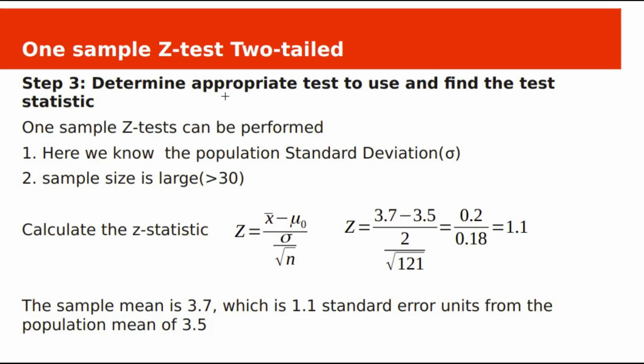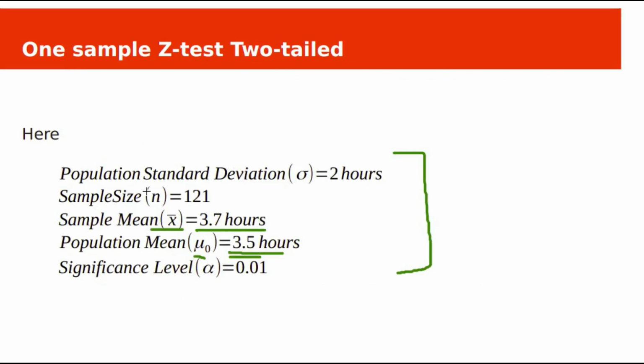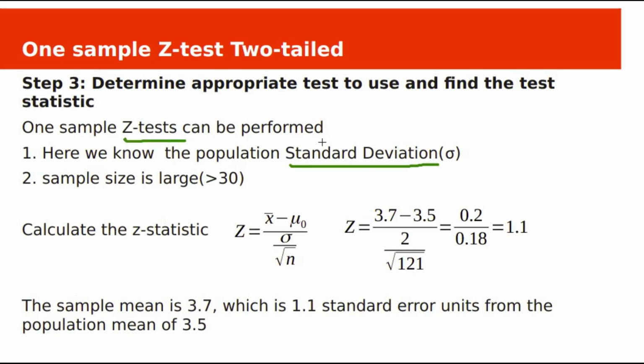Third step, determine the appropriate test to use. Here we can use a Z test because we know the population standard deviation, which is 2 hours, and the sample size is 121, so we can go for one sample Z test.